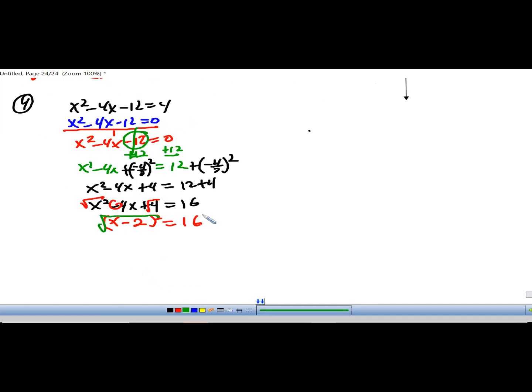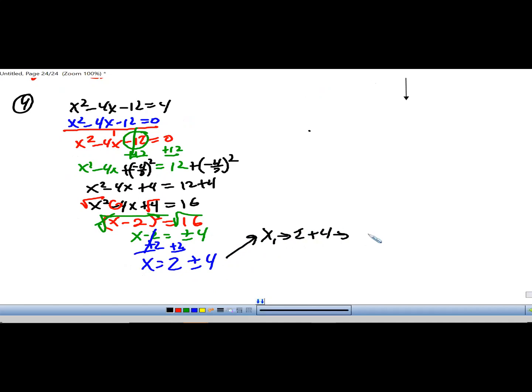Square root, whatever we do to one side, do to the other. x minus 2 equals plus or minus 4. Solve for x, so that means we add 2 to each side. x equals 2 plus or minus 4. And then we write our two equations. x sub 1 is 2 plus 4, which is 6. And x sub 2 is 2 minus 4, which is negative 2.